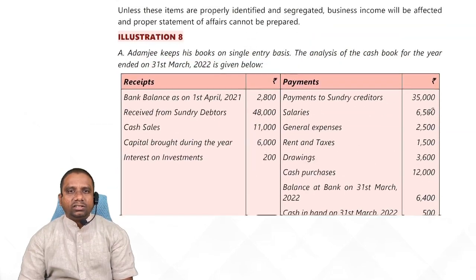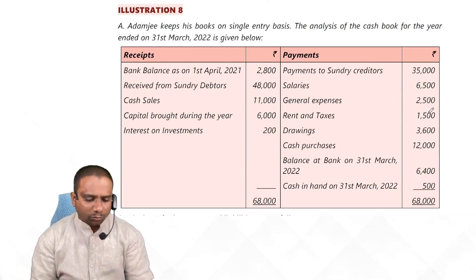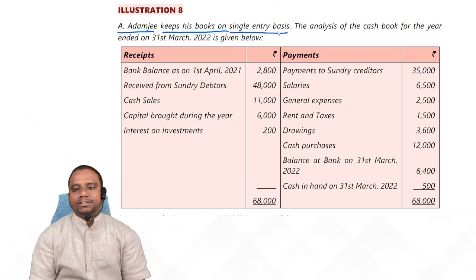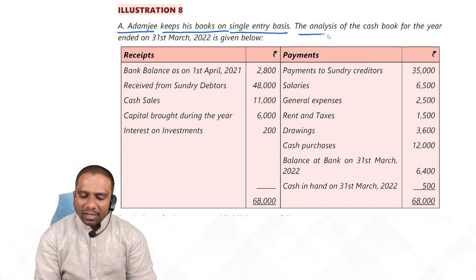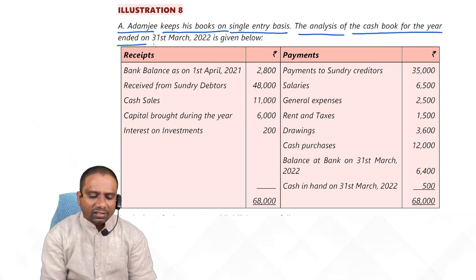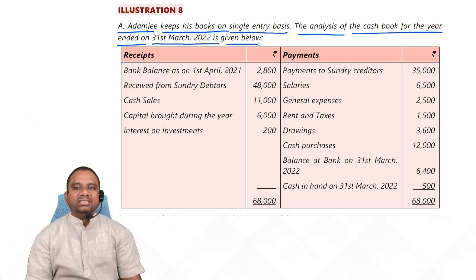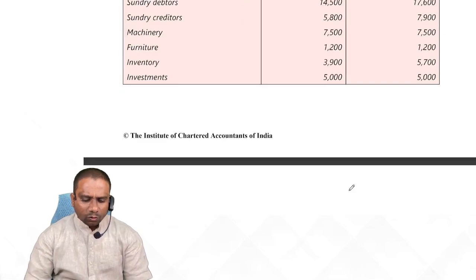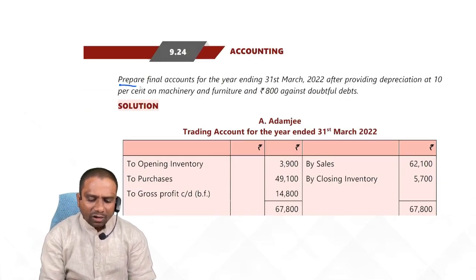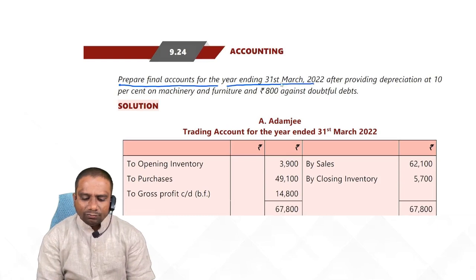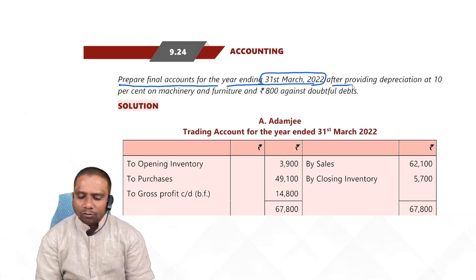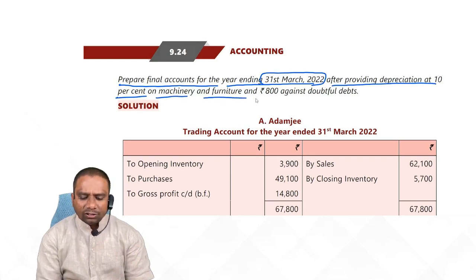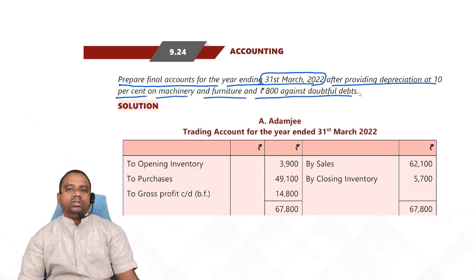Now look at illustration 8. This is a complete problem, students. A. Adamji keeps his books on single entry basis. The analysis of the cash book for the year ended 31st March 2022 is given below. First, look at the requirement: prepare final accounts for the year ending 31st March 2022 after providing depreciation at 10% on machinery and furniture and 800 against doubtful debts. Very simple.